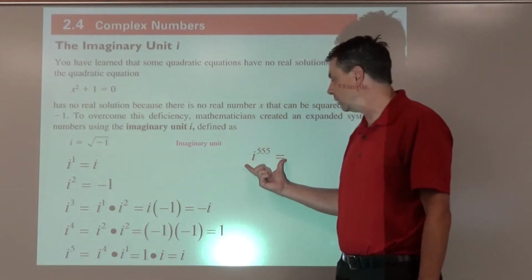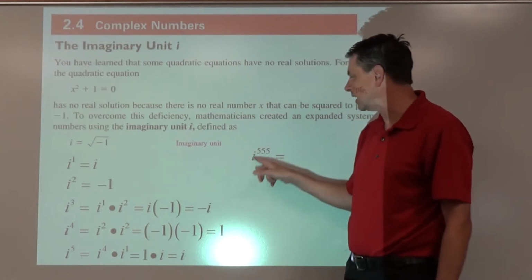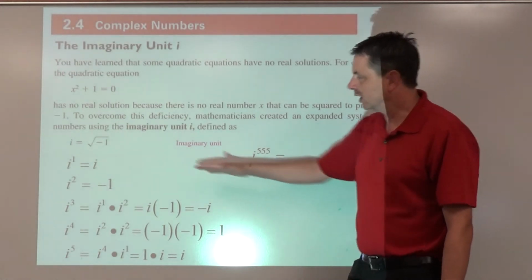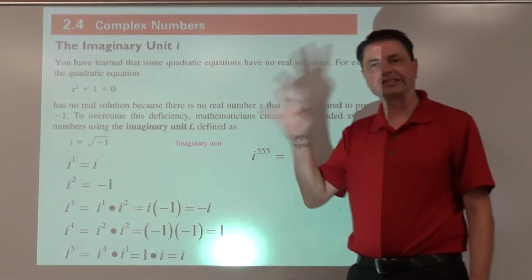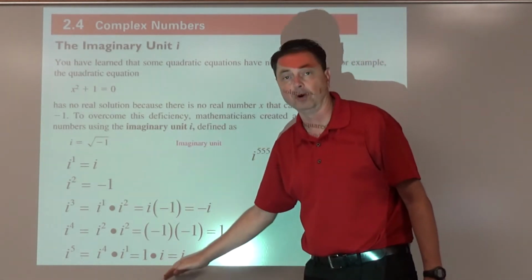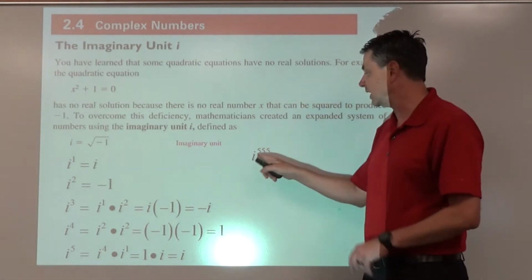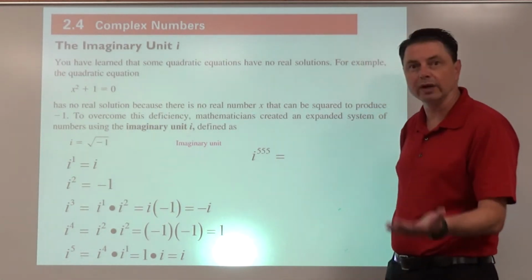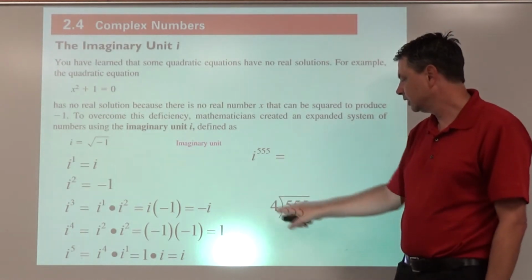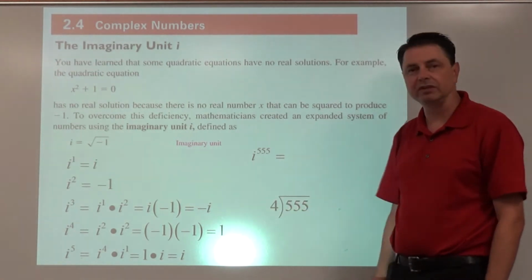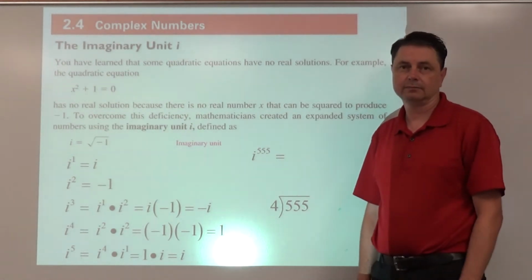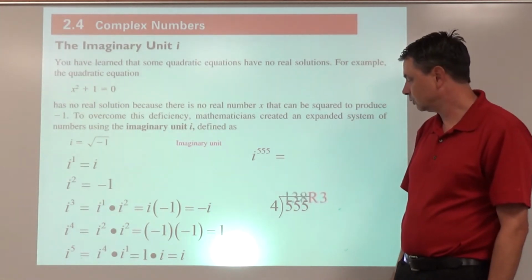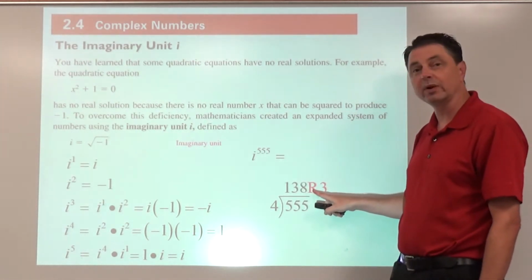So how might we go about figuring out which of these things i to the 555th power would be? Well, since it's a cycle of 4, and it is repetitive in a group of 4, I think what we should do is take the 555 and divide by 4. Not on a calculator, not getting a decimal, but actually regular long division. So what is 4 dividing into 555 long division style? Well, what you would get is 138 remainder 3.